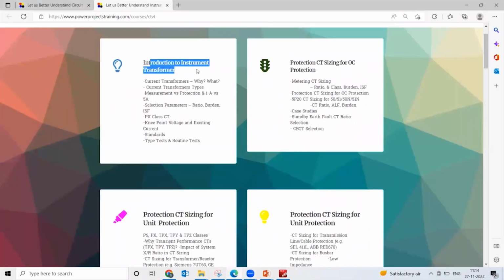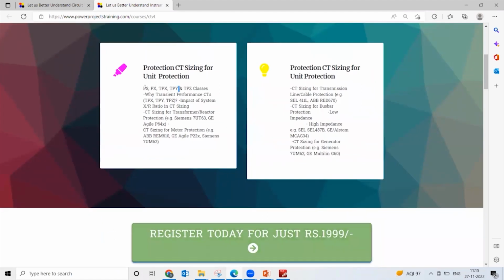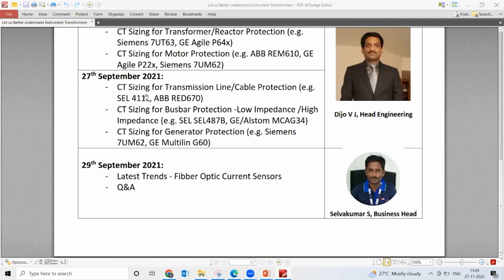So we have covered the introduction to instrument transformers: why current transformers, what it is, what the types are, measurement versus protection, when to choose 1 amp, when to choose 5 amps, why to choose 5 amps, especially for high capacity generator applications, how to select ratio, burden, instrument safety factor or security factor, ISF for metering CT, what is PX class CT, what's the knee point voltage, what are the standards, what are the type tests and routine tests, protection CT sizing and metering CT sizing, including CPCT selections, and protection CT sizing for unit protections, like PS class in the old Indian standard, now replaced by PX class, PX, TPX, TPY, TPZ, where its behavior during the short circuit and whether it saturates or not is important.